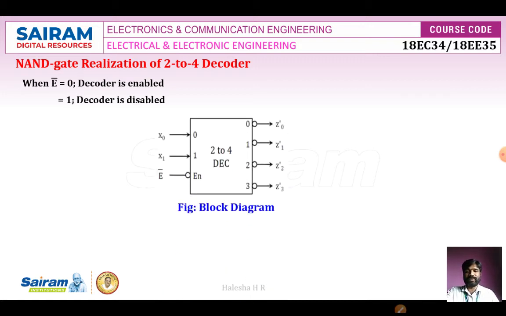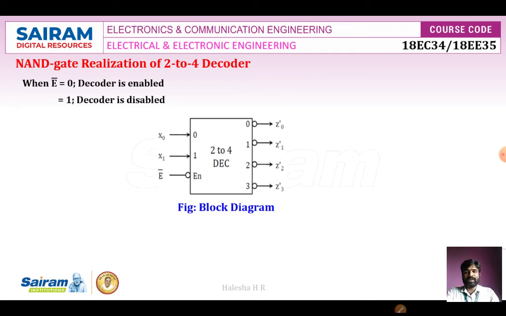So see the corresponding block diagram. In the input side 0, 1, En, they are connected to X0, X1 and E bar. The bubble indicates active low input. And outputs are also active low. So observe output side 0, 1, 2, 3. Output bubbles are connected, and they are connected to Z0 dash, Z1 dash, Z2 dash and Z3 dash.